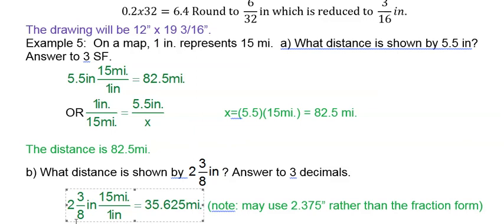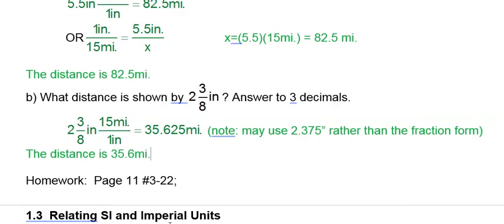And then it says answer to 3 sig figs. So we are going to need to round that answer because that's 3 decimals right now. So remember 3 sig figs is going to be those first 3 digits. And since it's followed by a 2, we're going to keep the 6 to get 35.6 miles. And since we rounded, maybe we'll say approximately.